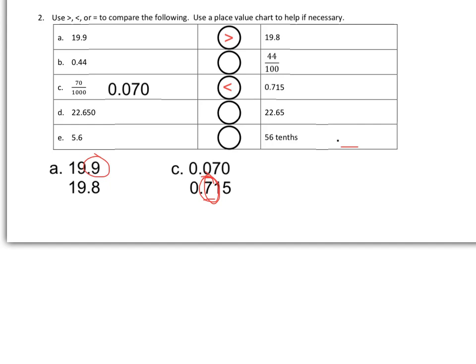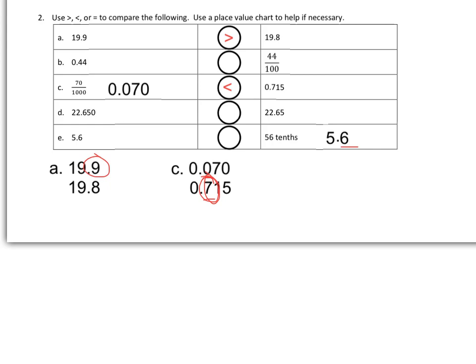The last number in 56 is 6, so the 6 would go into the tenths place. If the 6 goes into the tenths place, the 5 then has to go one place over to the left, which would be the ones place. 56 tenths is equivalent to 5.6.